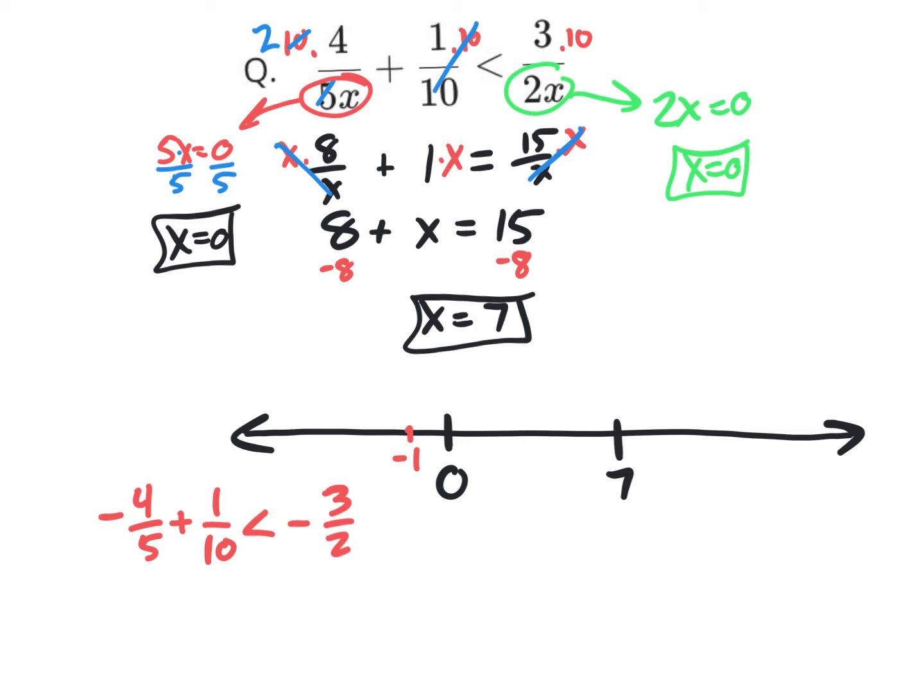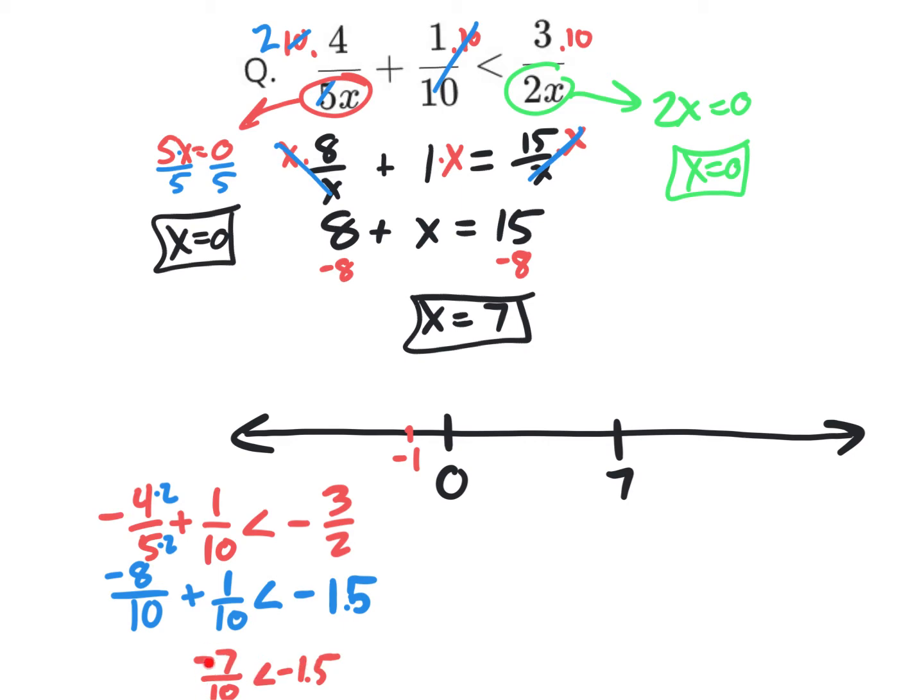But let me actually work it out by hand. I need a common denominator. So I'm going to multiply the 5 times 2, that times 2. I'm going to get -8 over 10, which is the same thing as -4/5, plus 1/10, is less than -3/2, or you could even say -1.5. Anyway, let's combine -8 plus 1. That's going to be -7/10. -7/10 is less than -1.5. Also, -7/10 is really like -0.7, right? And this is really -1.5. So is -7/10 less than -1.5?